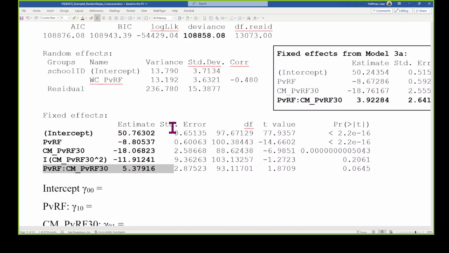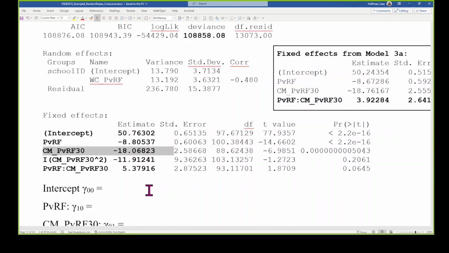So we have a level 1 predictor, a level 2 predictor. That's the first 2 lines. And because it's cluster mean centered, it's a contextual effect at level 2. Now we want to test an interaction.